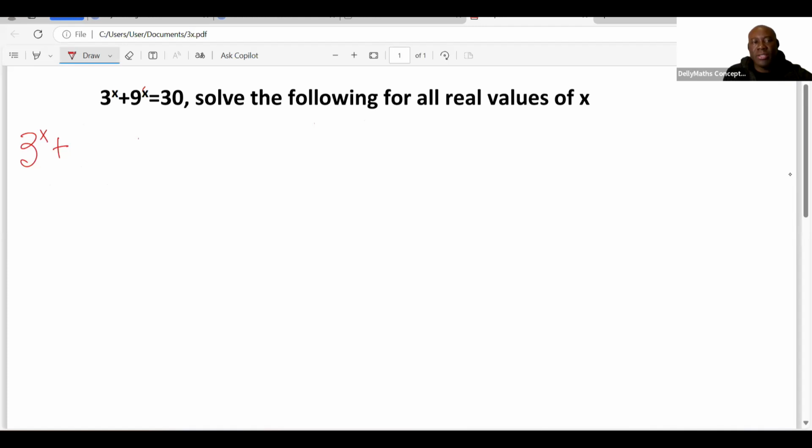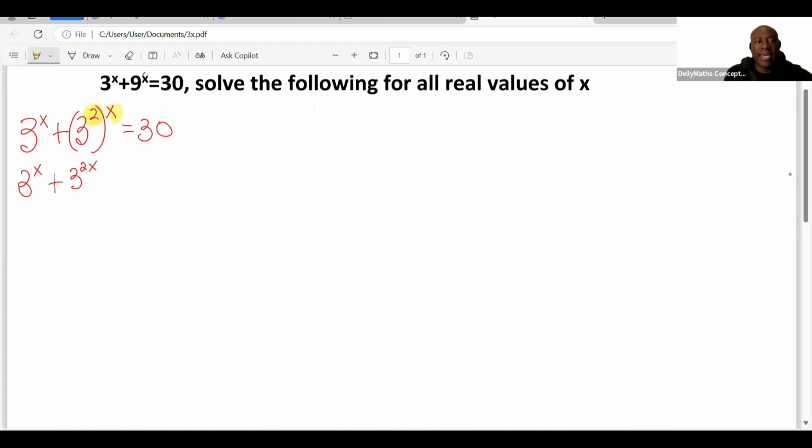But 9 can be represented as 3 squared, so that's my 9, and I'm going to raise this to x, and this is equal to 30. What I really have is 3 raised to the x plus 3 raised to the 2x. Remember that whenever a power is raised to a power, then we can multiply the powers. So this is actually equal to 30.